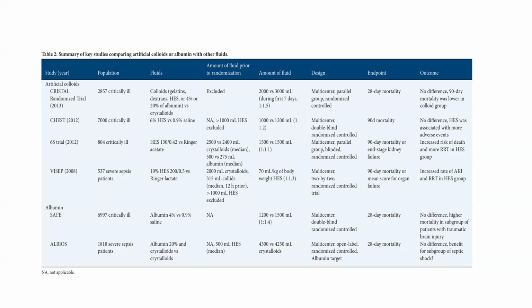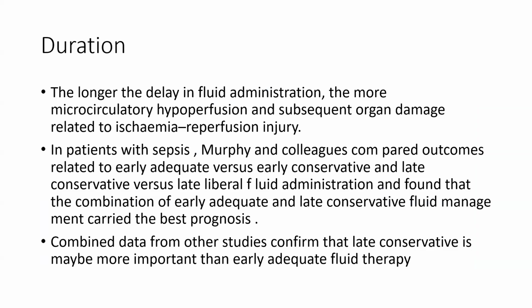Then, in the context of albumin, there are two trials that were published. One was the SAFE trial and the other was the ALBIOS trial. The SAFE trial showed no difference overall, but higher mortality in the subgroup of patients with traumatic brain injury. So after publication of the SAFE trial, albumin was considered not useful in traumatic brain injury, but it was useful in septic patients. Then the ALBIOS trial was published, which showed no difference in mortality when they compared 20% albumin with crystalloid.